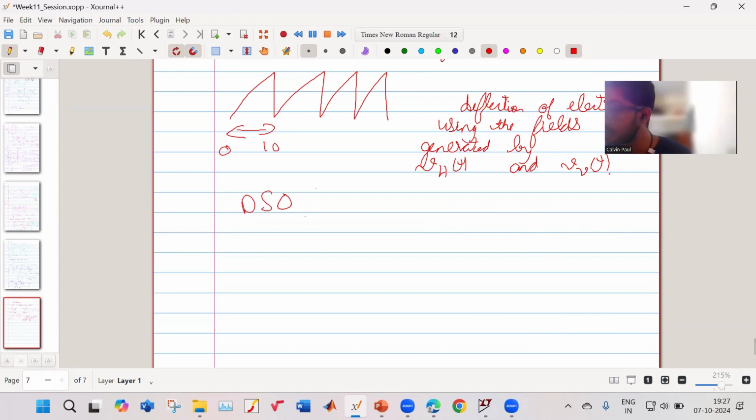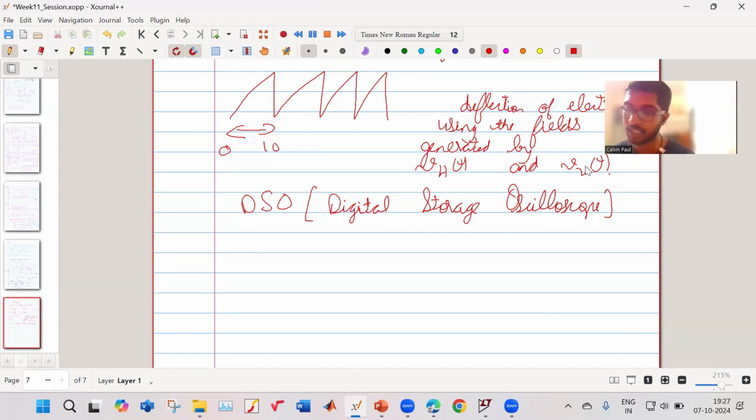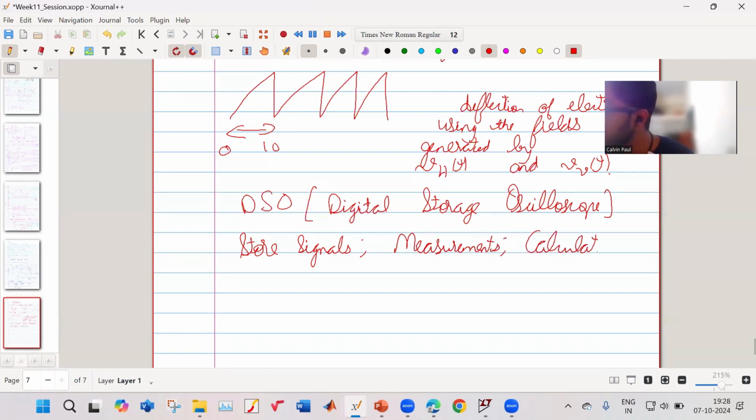Next is your DSO, your digital storage oscilloscope. In my lab, we use this, and DSOs are quite expensive. It depends. If you're using a very high-end one, it will be very costly. A simple one can also be used, and that you can buy. This DSO has the ability to store the signals. It can also do measurements. It can do calculations. It can do the fast Fourier transform, etc. All these things your DSO can do.